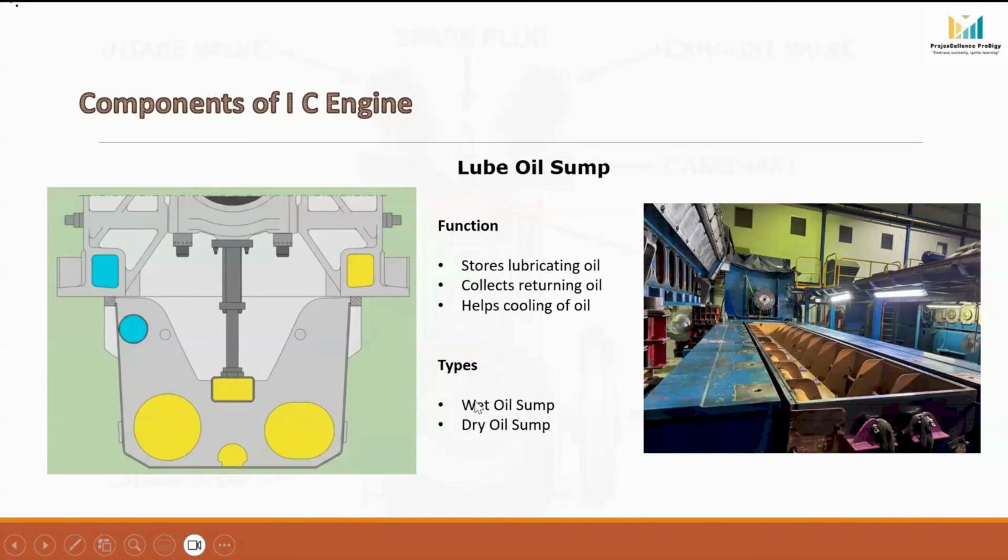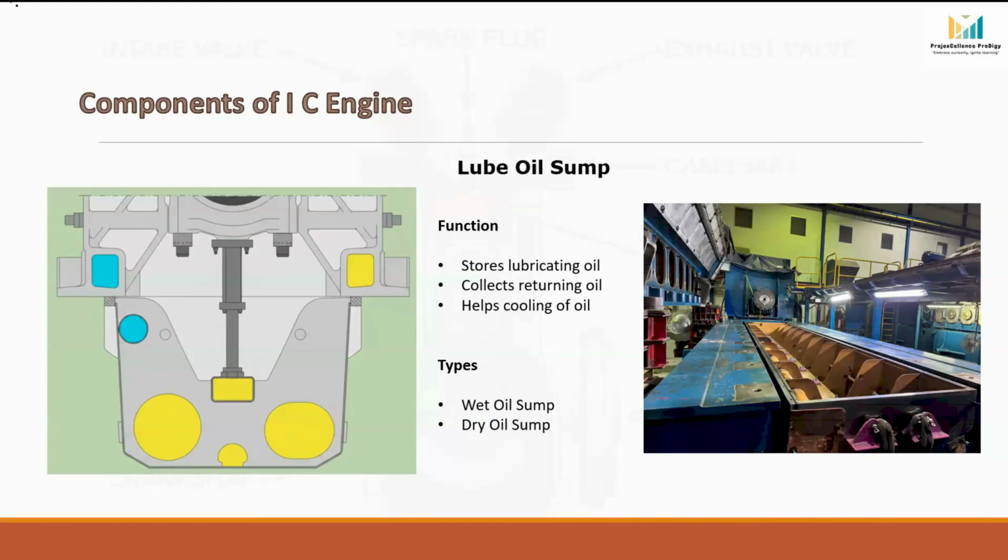Depending on engine design, lube oil systems are generally classified into two types: wet sump system and dry sump system. In a wet sump system, the lube oil is stored directly inside the sump below the crankcase. This is the most common arrangement used in cars, generators, and many industrial engines.